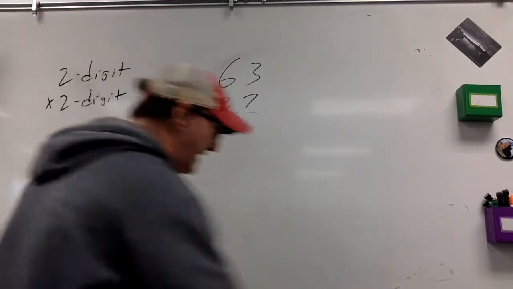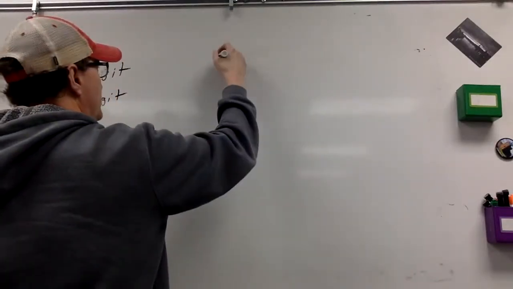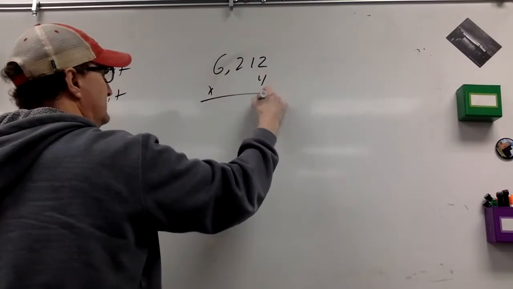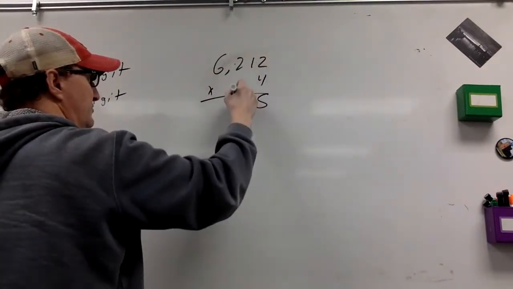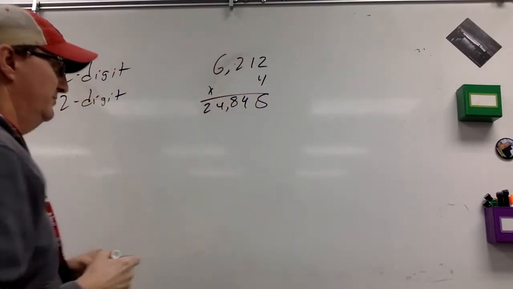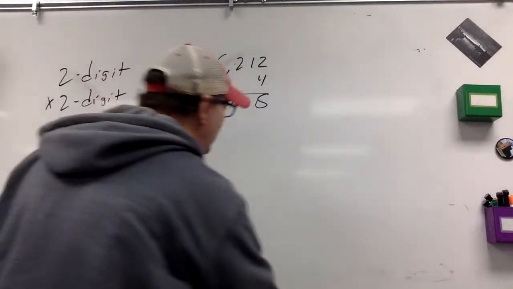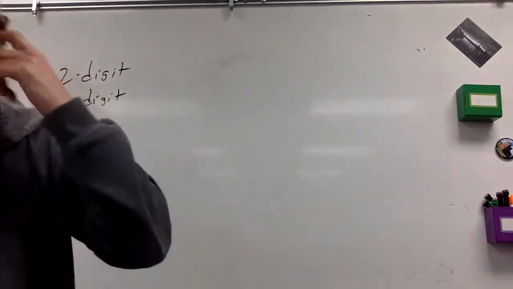We've done things like four-digit times one-digit, which is 2 times 4 is 8, 1 times 4 is 4, 2 times 4 is 8, 6 times 4 is 24, so 24,848. Problems like that. We've done that, but we have not done two-digit times two-digit, so we're going to start that today.